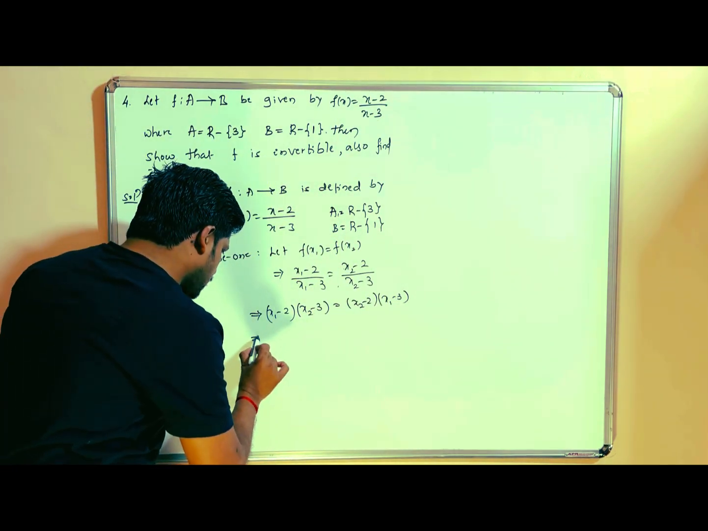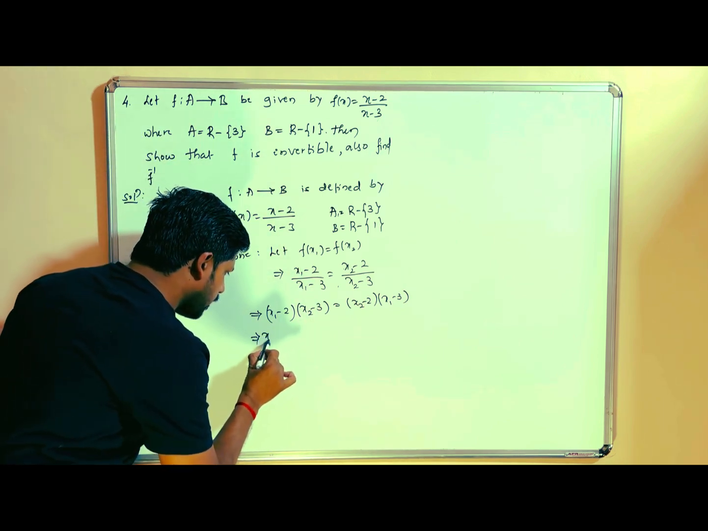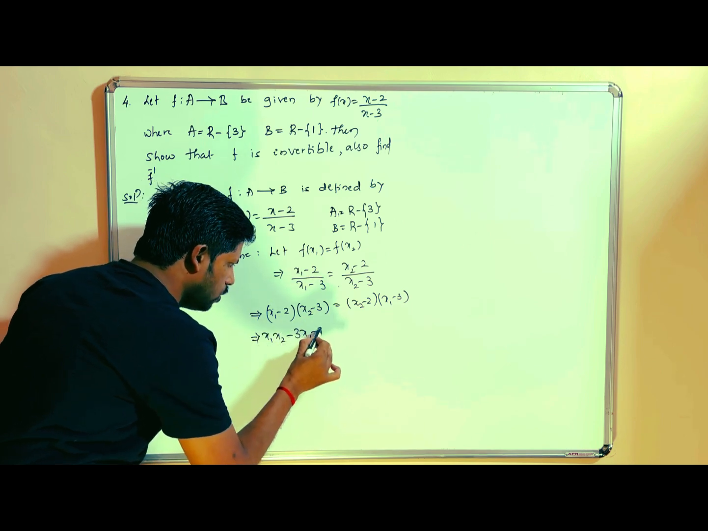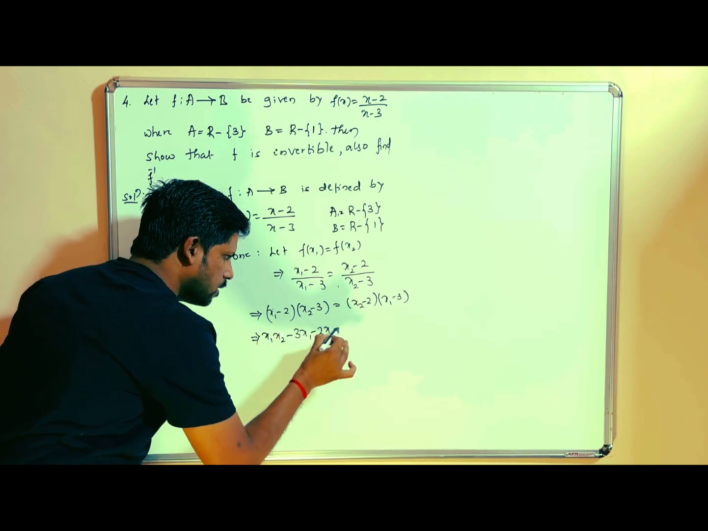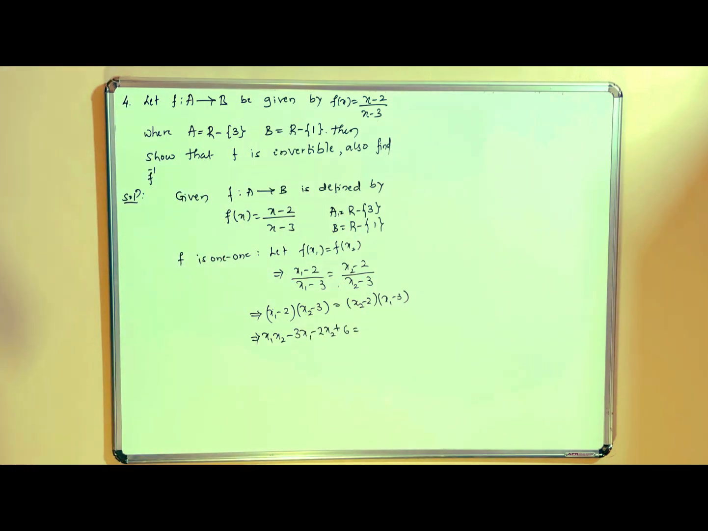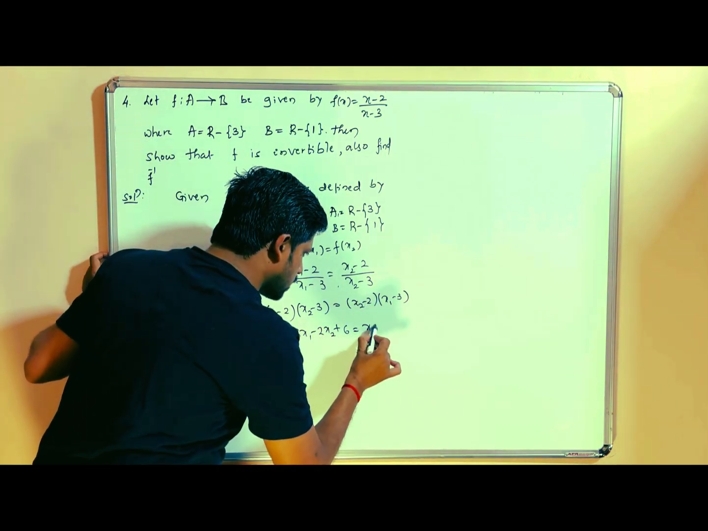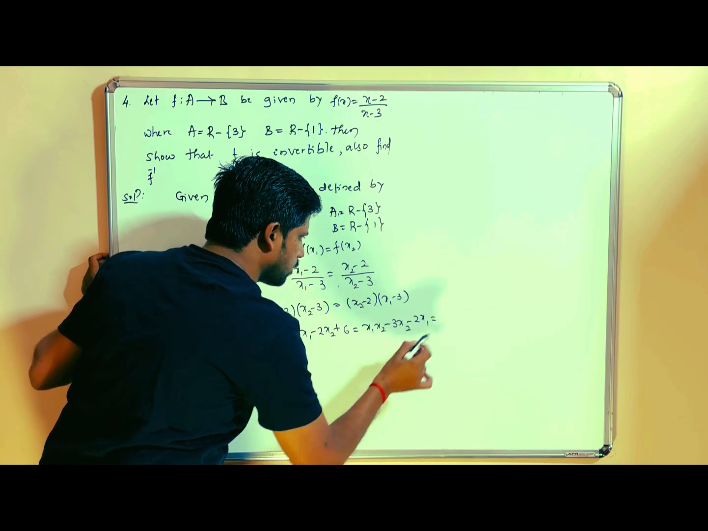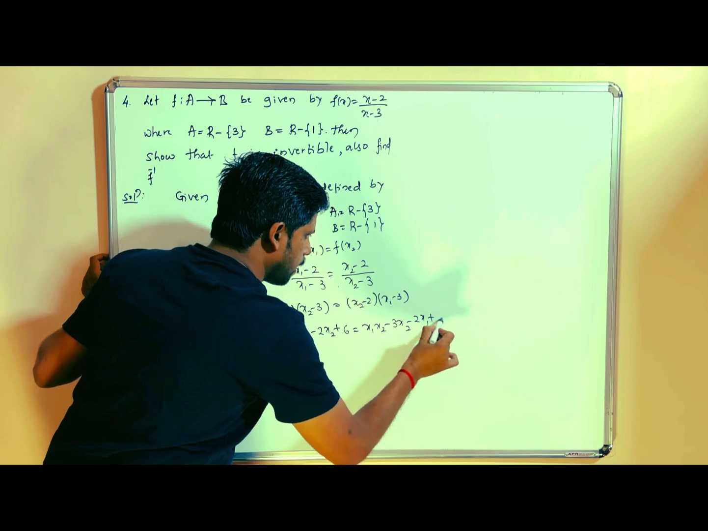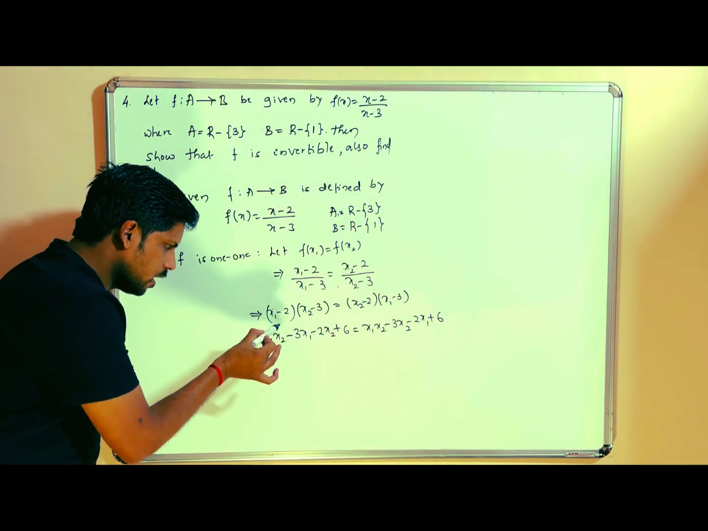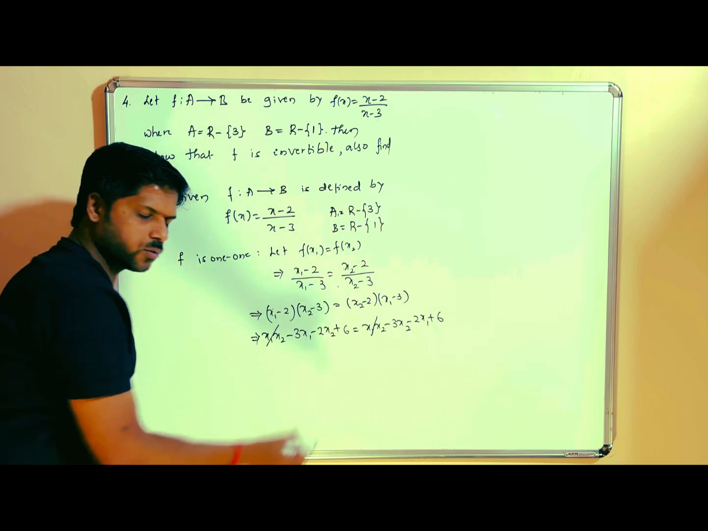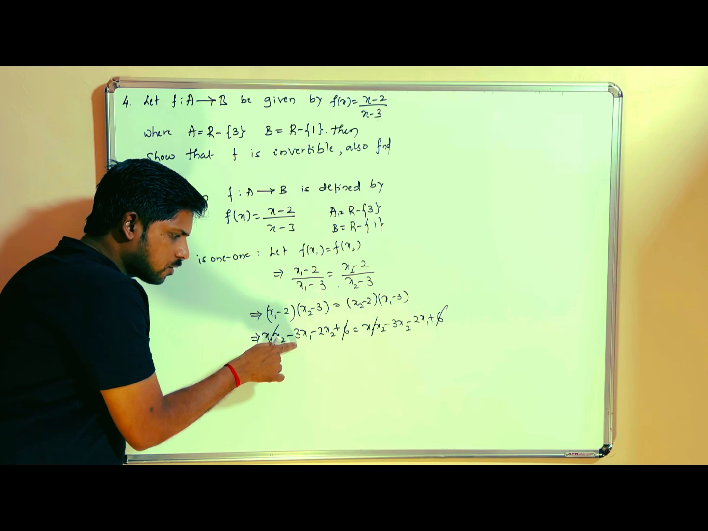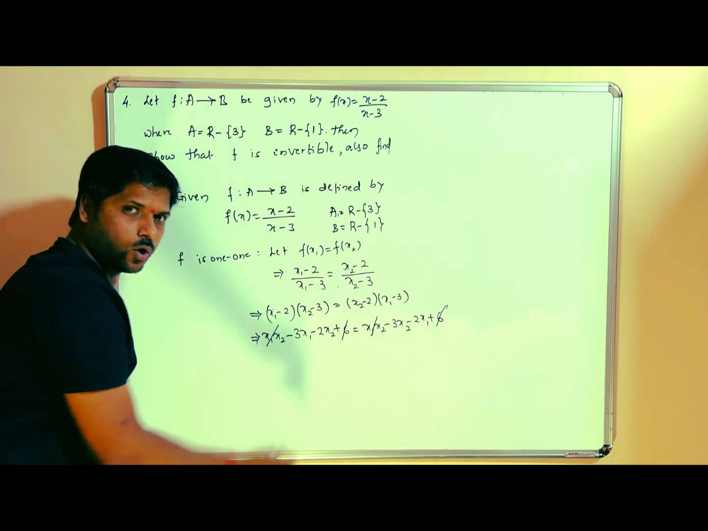Now simplify this, remove the brackets. We get x1 x2 minus 3x1 minus 2x2 plus 2 times 3, which is 6. Similarly here, x1 x2 minus 3x2 minus 2x1 plus 6. Here x1 x2 and x1 x2 cancel, plus 6 and plus 6 cancel. But here we have minus 3x1 and here minus 3x2; don't cancel these two.